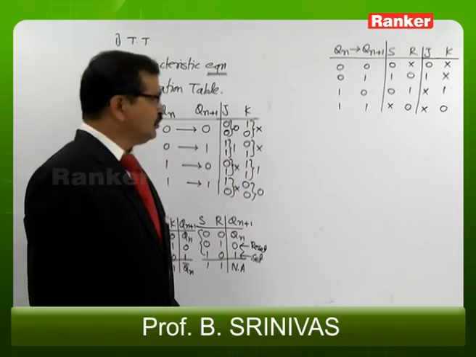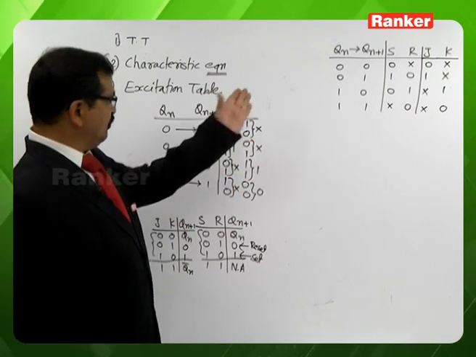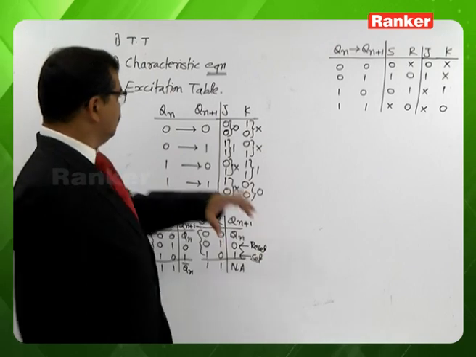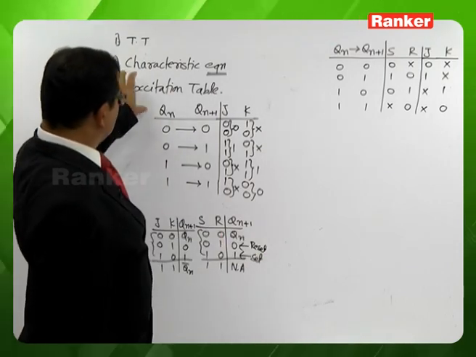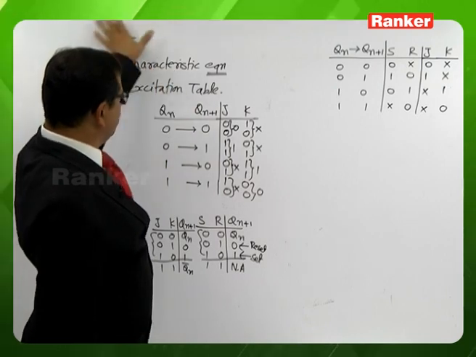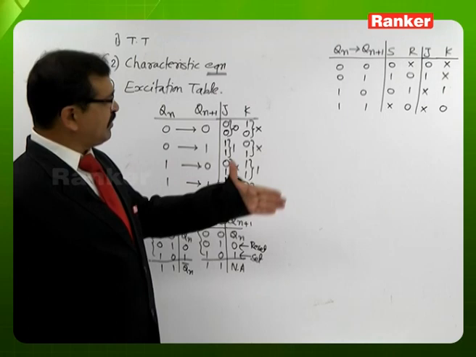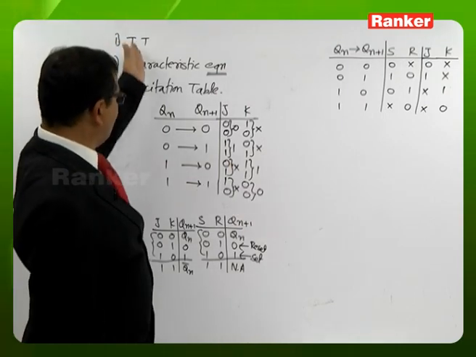Hence, to develop the excitation table of any flip-flop, using the truth table, we need to work like this. By including this characteristic equation and excitation table apart from the truth table, it becomes a complete study of any flip-flop. So that as and when we have any flip-flop, we need to work out all these three.